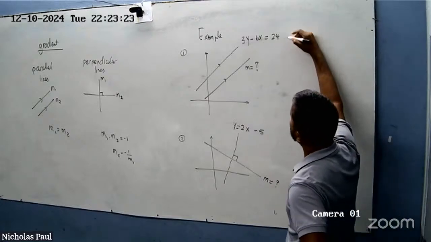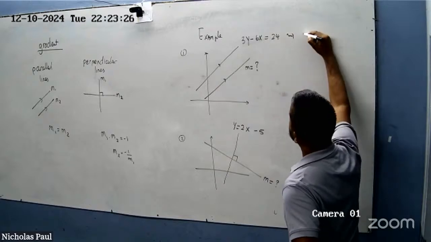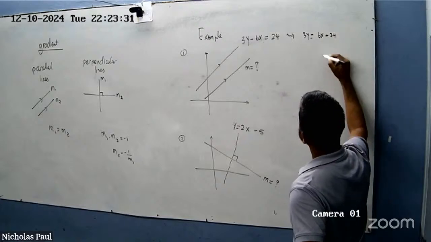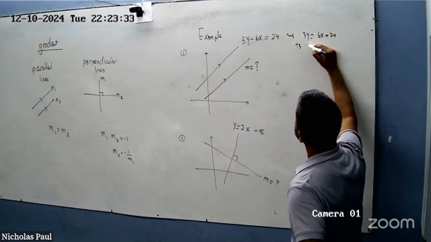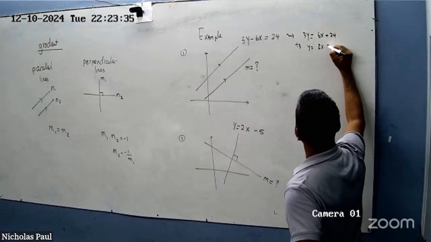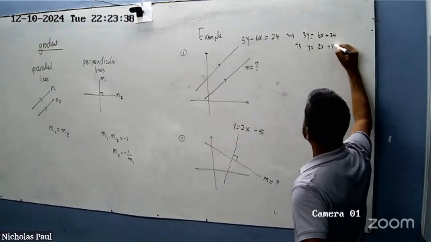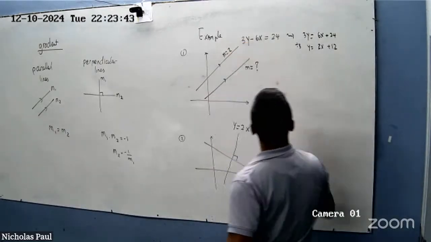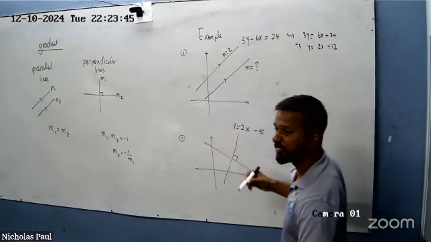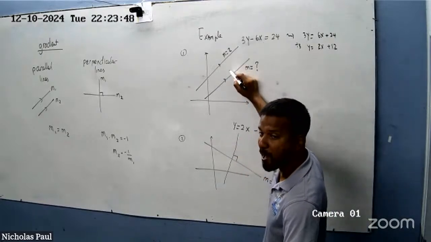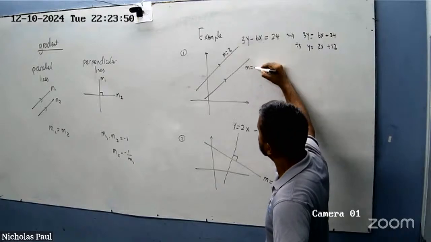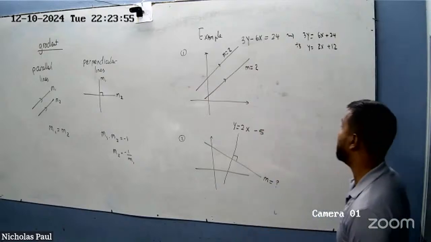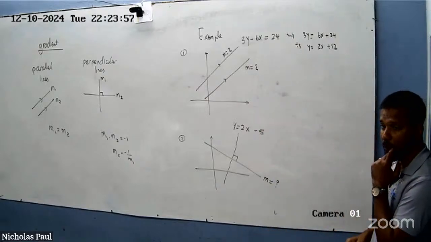Right, so here's what Isaac did. Isaac made y the subject of the formula here. He divided by 3 and he got 2x plus 12. So it means that the gradient of this line is 2. And the lines are parallel, so therefore the gradient is the same thing. Good job.